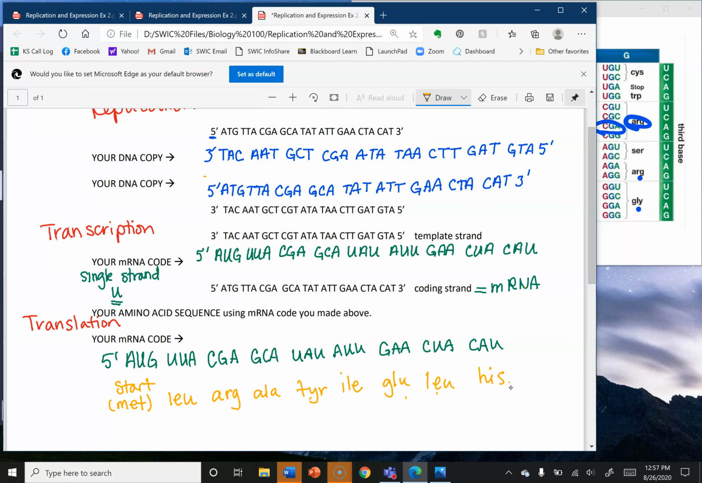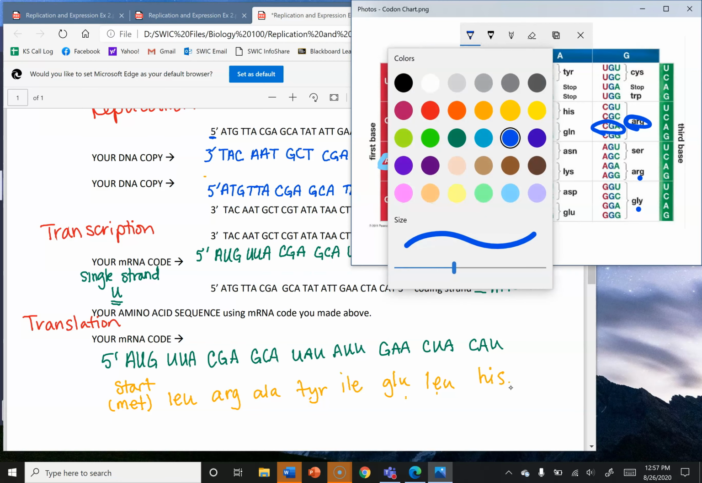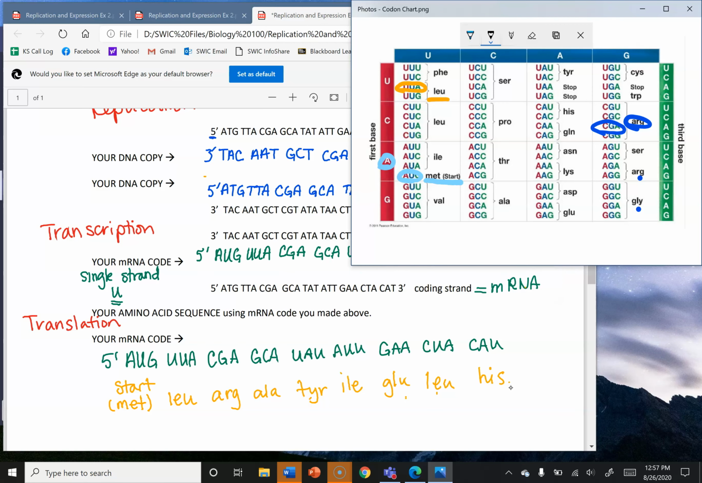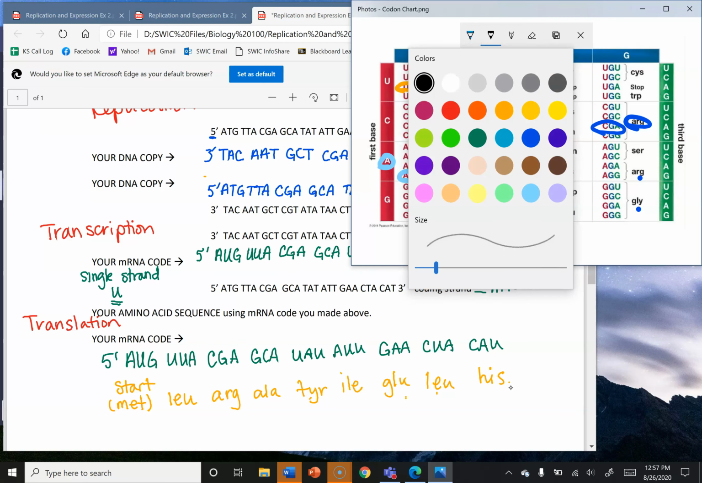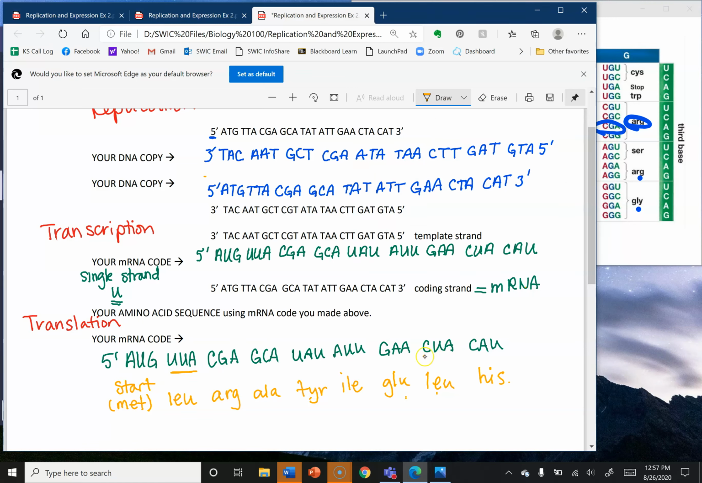One thing I wanted to point out over here, leucine is actually kind of a special one. Leucine is actually coded by 6 codons. So that's why we have these very different sequences, UUA and CUA, both coding for leucine.